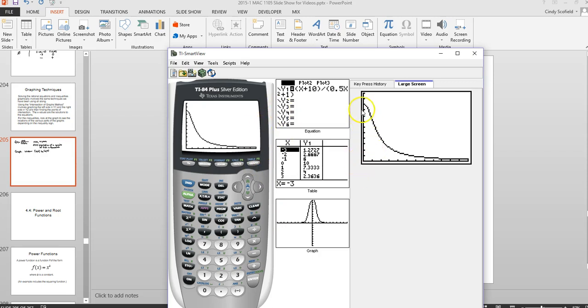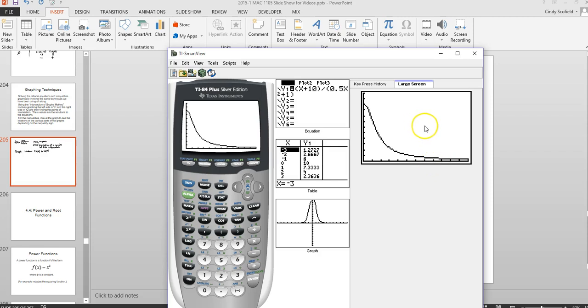So at x equals 0, the graph starts here on the y-axis, and then it's kind of a downhill slope. And it continues to be downhill, and it starts to flatten out. Gets closer and closer to the x-axis, but doesn't actually touch it.